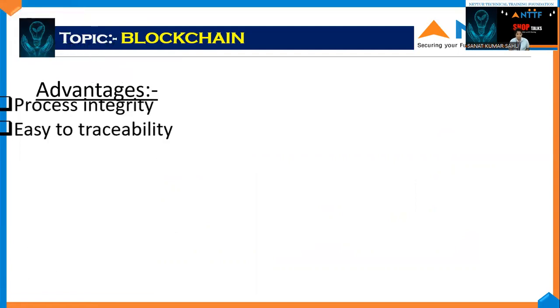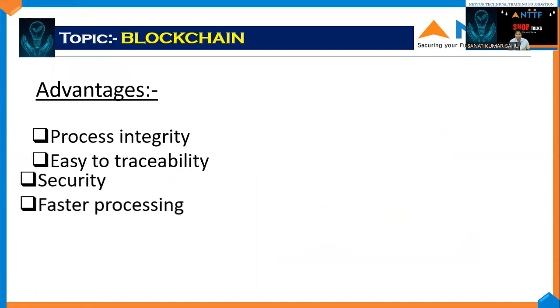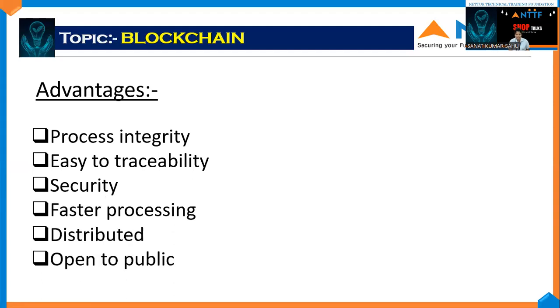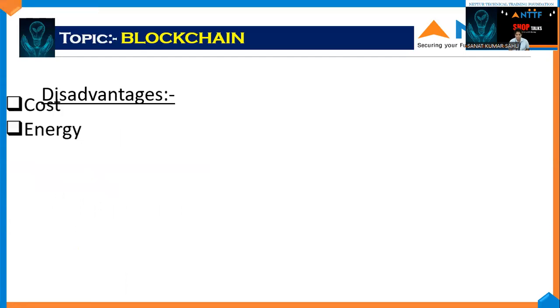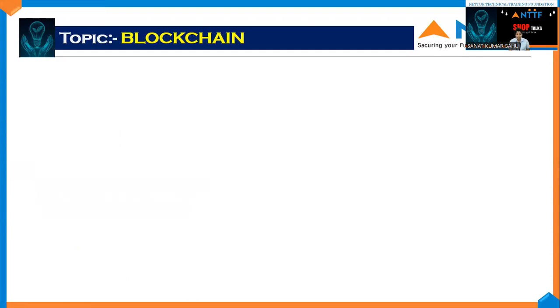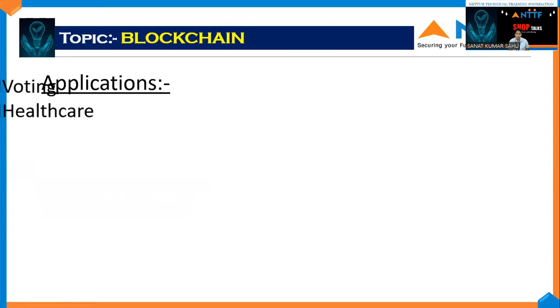Advantages of blockchain: process integrity, easy to trace. If anyone wants to hack, it cannot be done, it is easily traced. Then security 100% given, process integrity, fast processing, distributed, open to public. Then disadvantages: cost efficiency, energy and regulatory issues. Then education levels. Then the applications of blockchain.